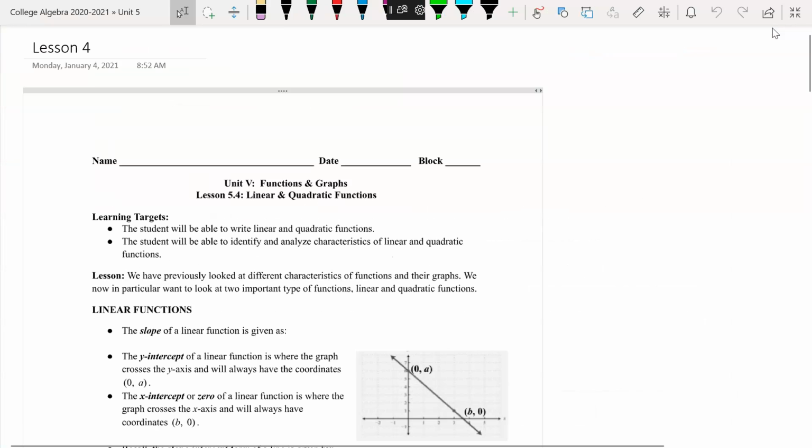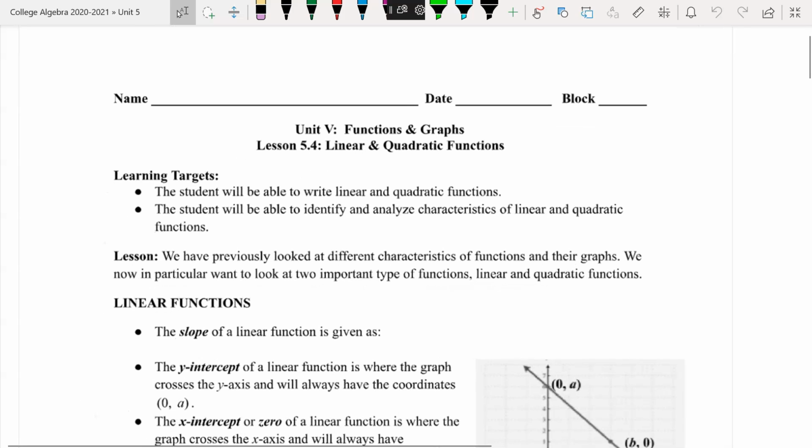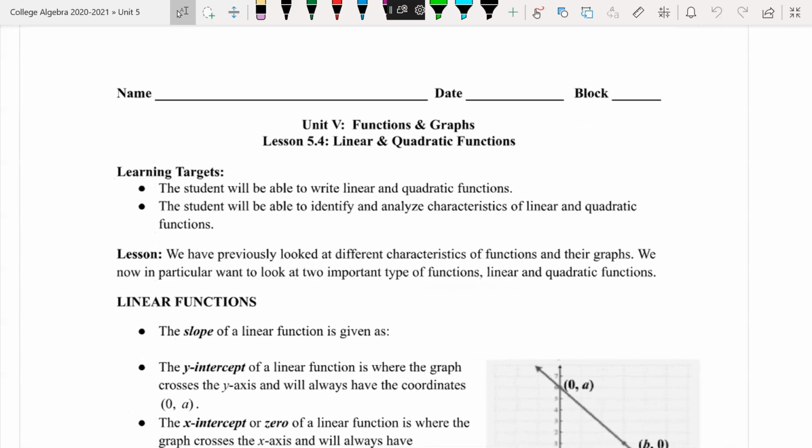Alright guys, so today we're going to talk about linear and quadratic functions. This is probably one of the more important lessons as far as graphing quadratic functions. The linear ones we're kind of used to, we've been graphing them before. However, we're going to talk about some key terms or key things that you're looking for whenever you do this.